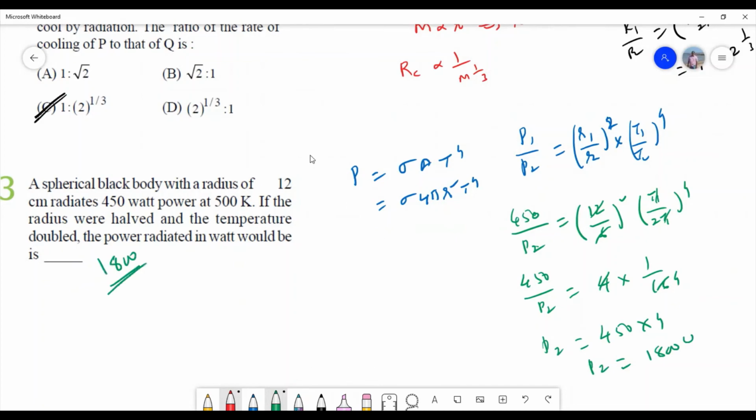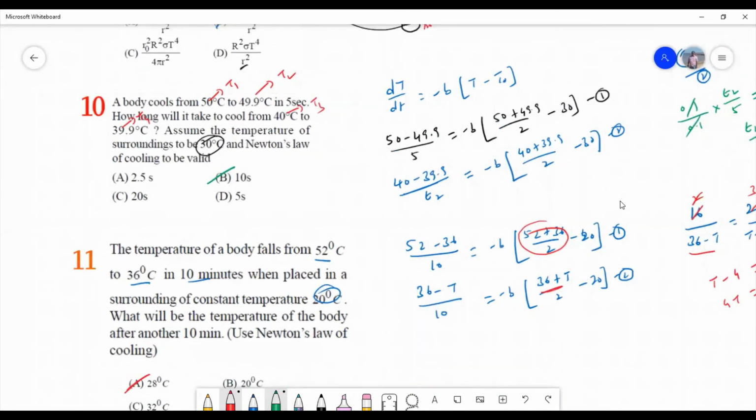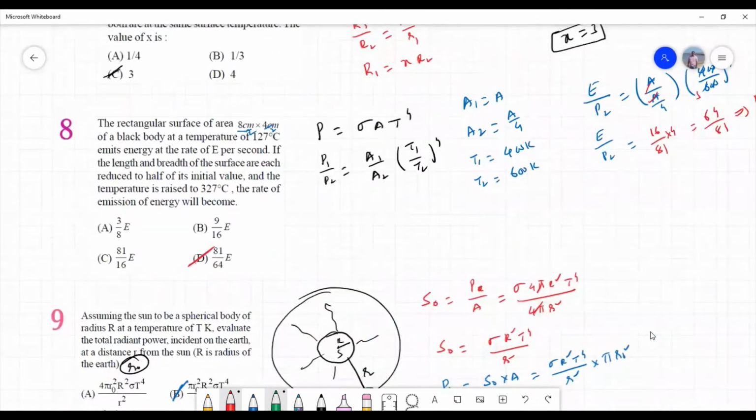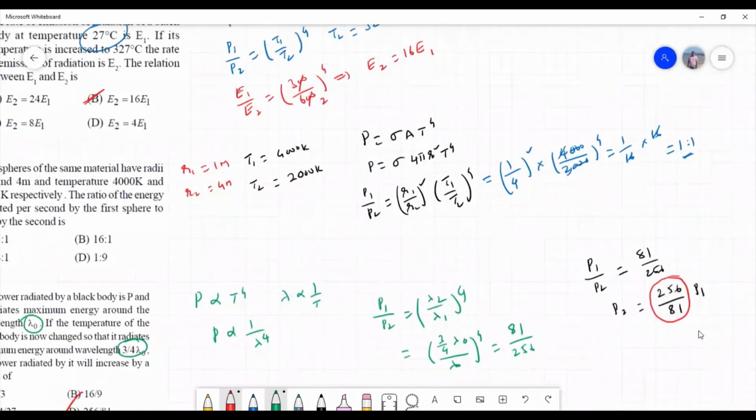So these are some of the important models in radiation. These problems are enough for your JEE Mains exam and even for NEET exam.